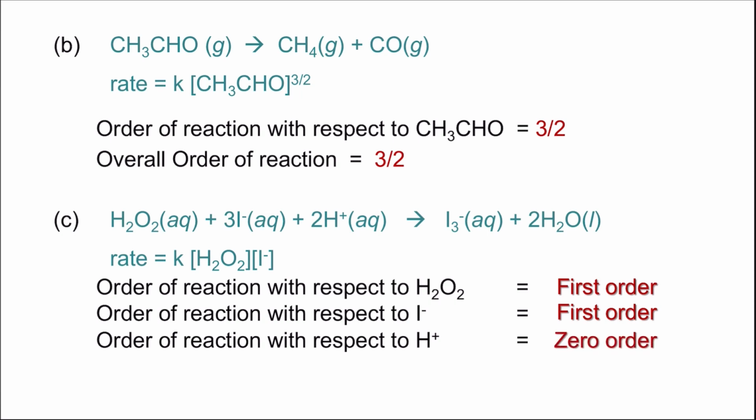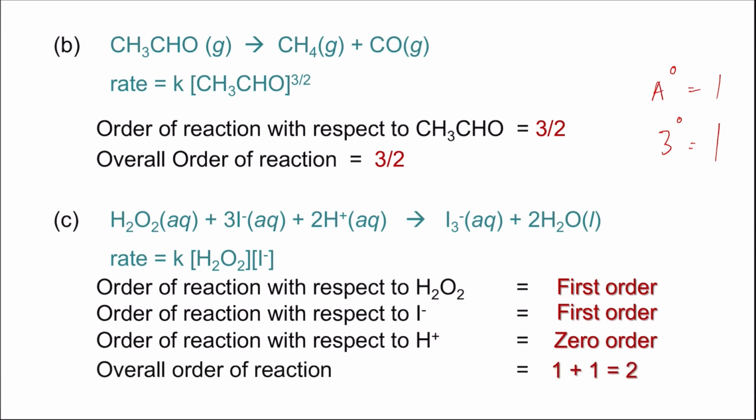Because anything kuasa 0, A kuasa 0, dia akan dapat 1. Okay? Contoh 3 kuasa 0, dia dapat 1. So, that's why dalam kes ini, H+ ni dia jadi 1. So, zero order. Next one, overall order of reaction. Kita tambah semua, saya akan dapat 2.